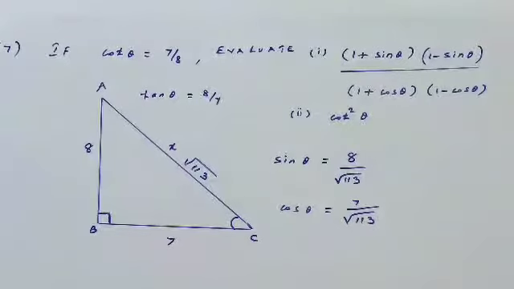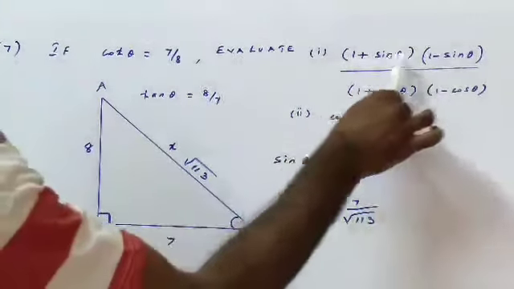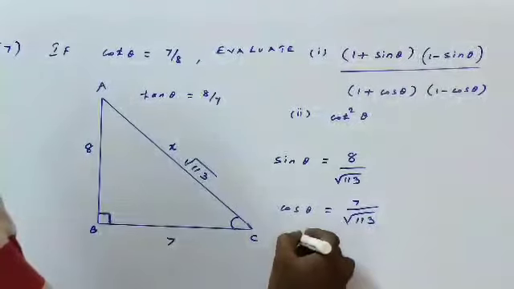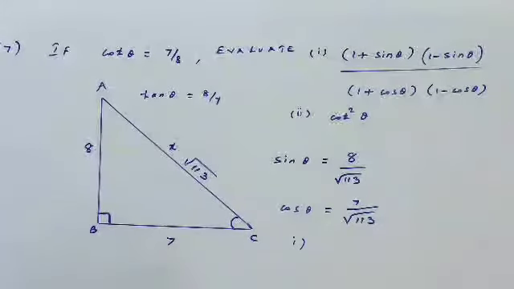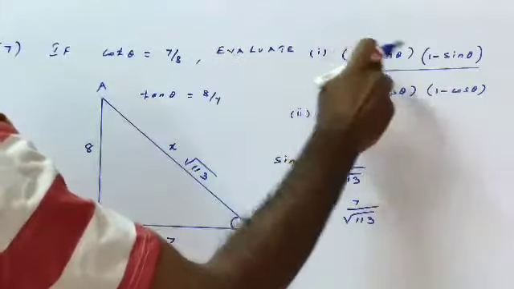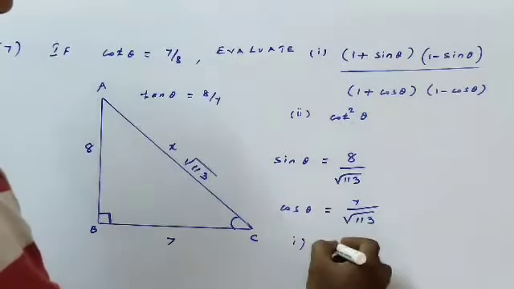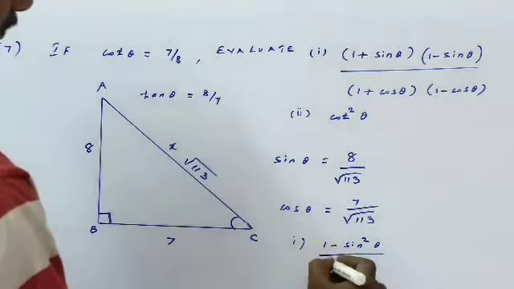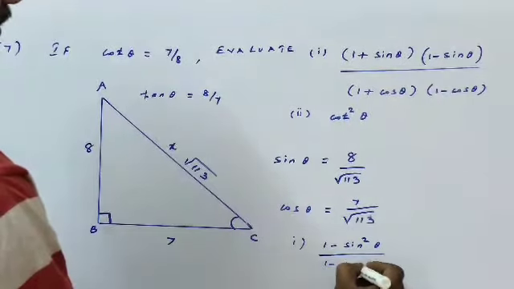Now the first subdivision, we need (1 plus sin theta)(1 minus sin theta) divided by (1 plus cos theta)(1 minus cos theta). It looks like the algebra formula (a plus b)(a minus b), which gives a square minus b square. For a, here 1 is there, so 1 square minus sin square theta, that is 1 minus sin square theta, divided by 1 minus cos square theta.